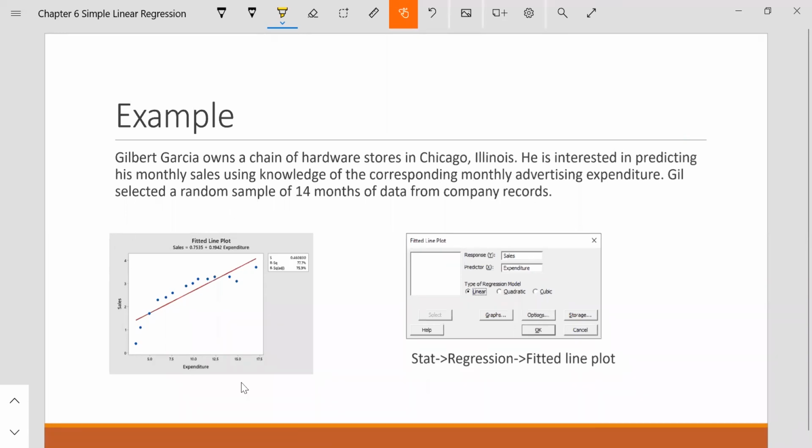So let's take a look at the graph on the left-hand side. This is not our formal regression analysis, but if we want to just visually examine whether a straight line regression would work for our data or not, we can do something called a fitted line plot. And I'm going to show you how to get this in Minitab later. As of right now, let's just take the result and discuss.